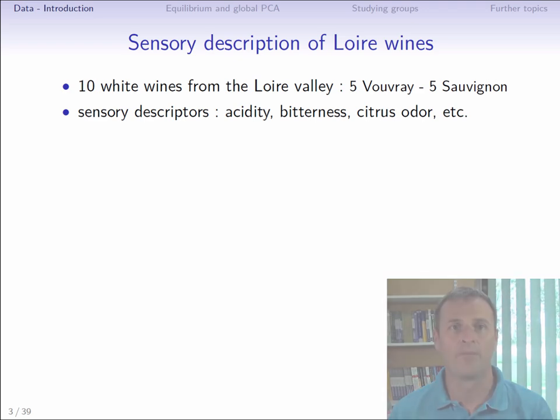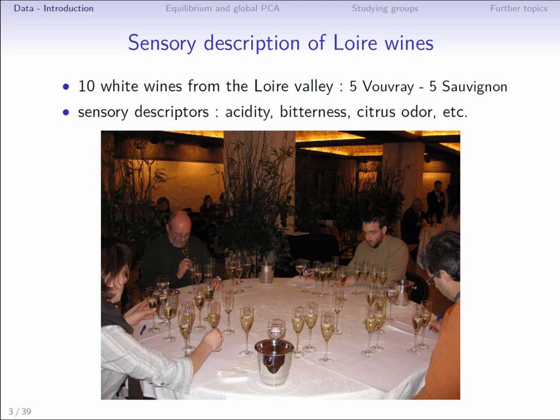and citrus odor. To do this, the judges were required to evaluate each wine and give a score for each descriptor. Scores vary between 0 and 10, with 0 corresponding to a very low or non-existent flavor or odor, and 10 to a very strong flavor or odor. In the picture, we see the judges hard at work, shall we say, evaluating flavors and odors.